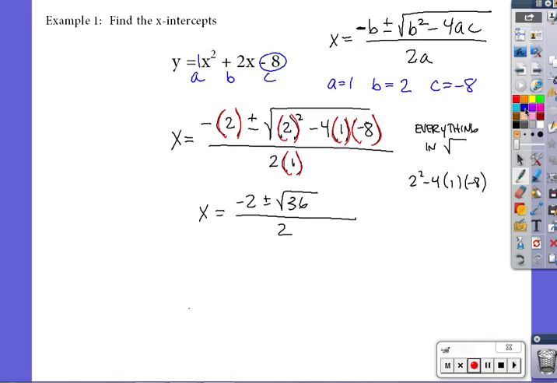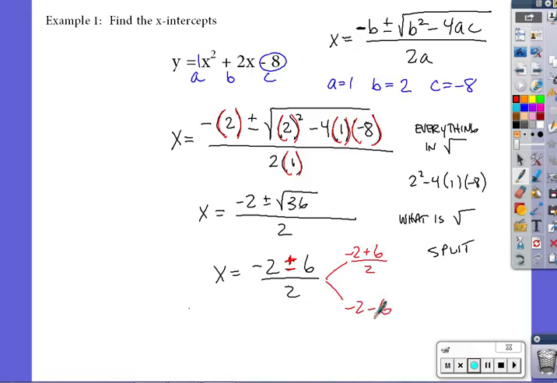The next step will be to find out what is the square root. So the square root of 36 is 6. I can do that without a calculator. So I rewrite again, negative 2 plus or minus 6 all over 2. If it's a decimal, then you write the decimal. The third step is to split it up. Because of this plus or minus symbol, that means I have two answers. I'm going to have negative 2 plus 6 over 2, and I'm going to have negative 2 minus 6 over 2.